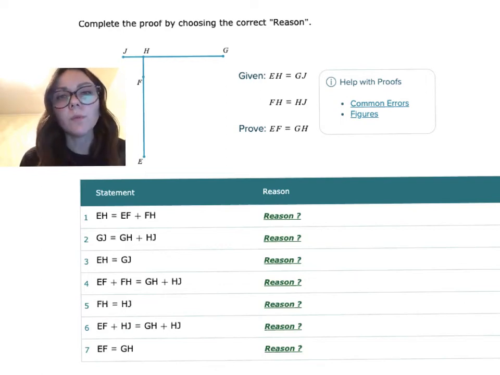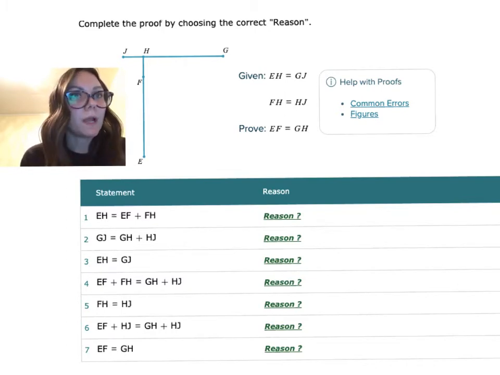Here is a sample proof you might see on ALEKS, starting out with just how to justify statements. It's nice as they give you those, you just have to fill in the reasons. One thing I'll point out, obviously the given is that EH equals GJ. I personally would draw out a picture. When possible, I'd mark it.